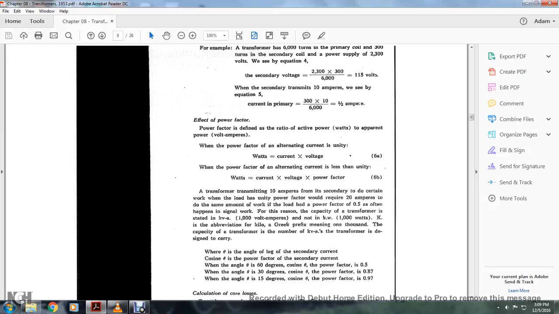A transformer has 600 turns in the primary coil, 300 turns in the secondary coil, and a power supply of 2300 volts. We see that the equation for the secondary voltage is equal to 2300 volts times 300 turns in the secondary coil divided by 600 turns of the primary coil, which is equal to 115 volts. The secondary transmits 10 amperes.